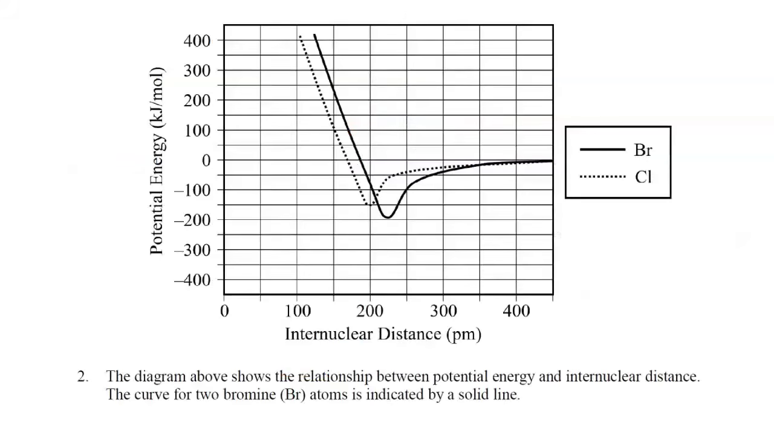The diagram above shows the relationship between potential energy and internuclear distance. The curve for two bromine atoms is indicated by a solid line. So when we see a local minimum in the curve, when we see the potential energy go down to a minimum value, that is the location along the curve of the bond, the stable bond between the atoms.